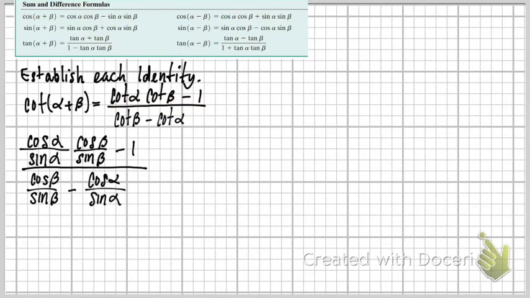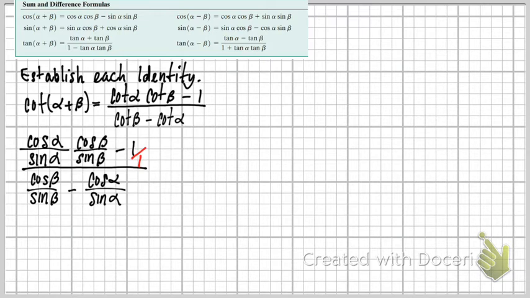So if you take a look, what I did was I actually turned everything into sines and cosines. And cotangent of alpha is going to be cosine of alpha over sine of alpha, and so forth. And I went through every one of these and set it up that way. Now what I'm going to do is I'm going to have to add these together, or subtract them. So I'm going to put a 1 under here. And in order to add those together, I need like denominators.